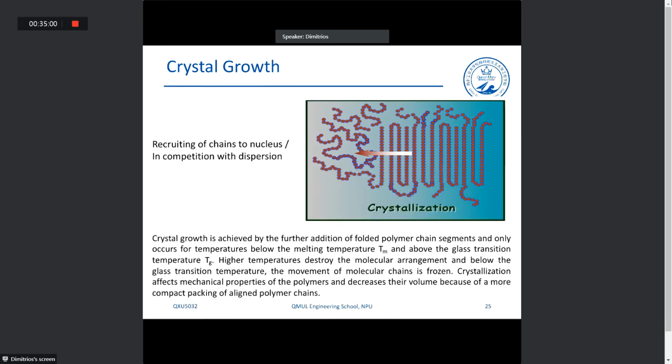So what is crystal growth? Essentially it is what we said. It is recruiting of chains to the nucleus, okay? And it is in competition with dispersion, as you can realize. So the crystal growth fully depends on the temperature, the temperature of crystallization.